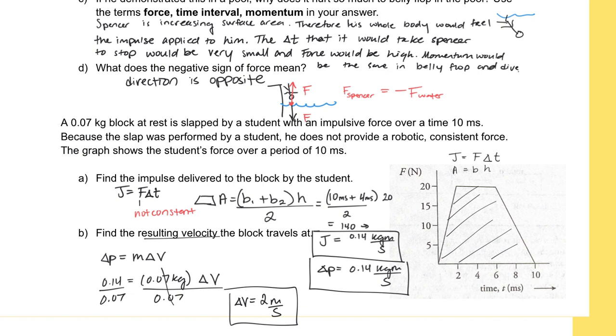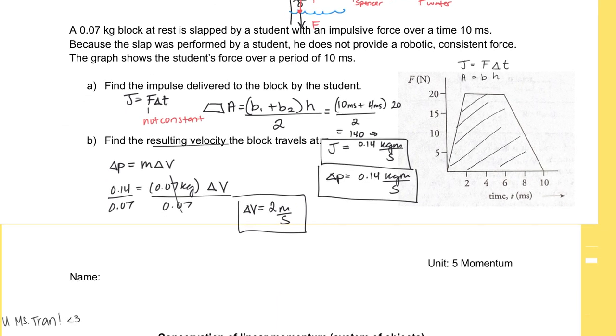So the next part, we have a 0.07 kilogram block, which is being slapped by a student with an impulsive force of 10 meters per millisecond. Because the slap was performed by a student, he does not provide a robotic, consistent force. So as you can see here, we have a force that is increasing, stays constant, and then decreases over 10 milliseconds. And we know that if we want to find the impulse delivered to the block by the student, then we need to find the area under the curve.